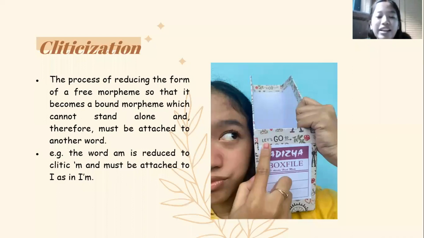Okay, the next one is cliticization. It is the process of reducing the form of a free morpheme so that it becomes a bound morpheme, which cannot stand alone and therefore must be attached to another word.